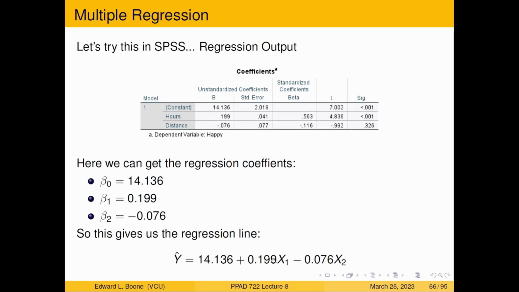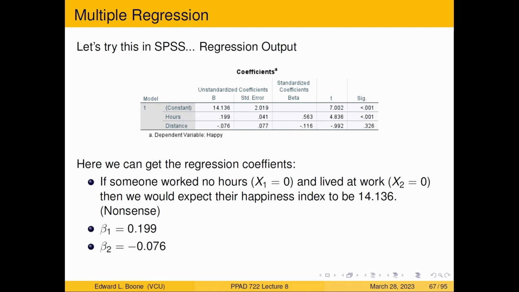So that gives me the following regression equation. 14.136 plus 0.199 times x1, or the number of hours worked, minus 0.076 times x2, or the distance to work. So if we want to interpret this, this is what we need to be able to do. If someone worked no hours, that's x1 equals 0, and lived at work because their distance to work is 0, then we would expect their happiness index to be around 14. Does that seem reasonable? No, that's kind of nonsense, because if you don't work, why would you live at work?